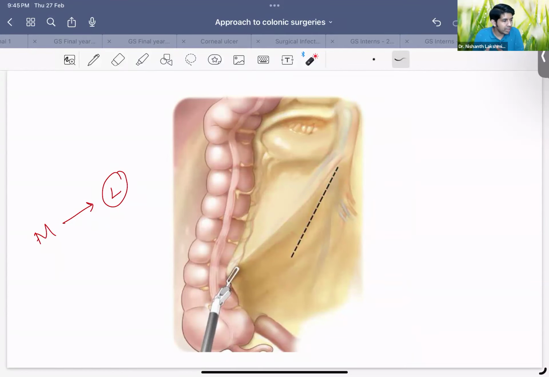Now, why do they have two separate techniques? What is the advantage of lateral to medial and what is the advantage of medial to lateral? This I want the registrars to answer.